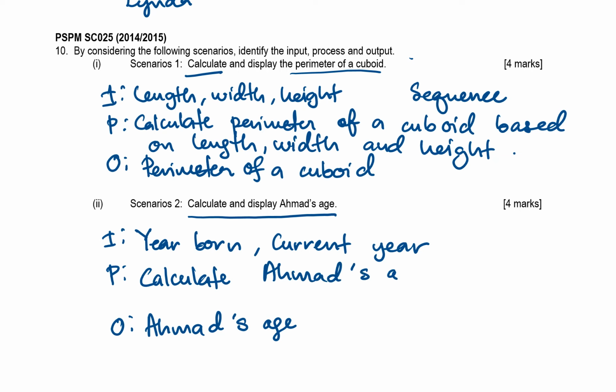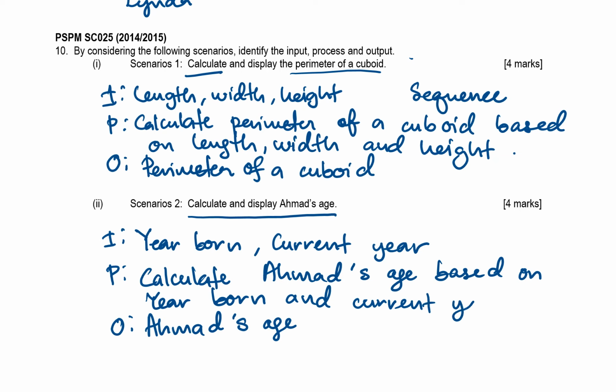Ahmad's age based on what? Based on year born and current year. It means that, let's say Ahmad was born in 2000. You just enter 2000 and the current year is 2023. Once I press enter, 2023 will minus 2000. Then Ahmad's age is 23.